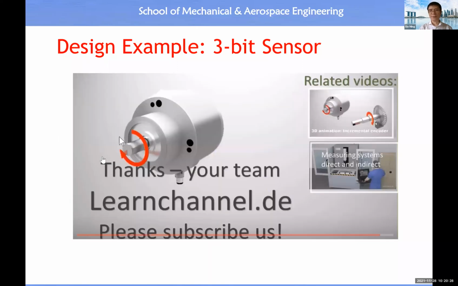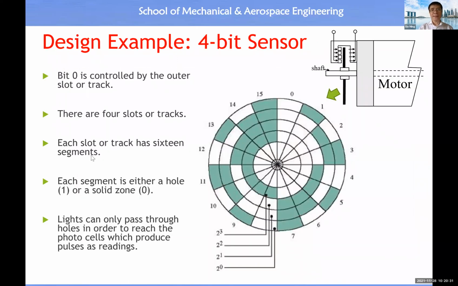All right, so this is another example. We're showing you the details about the design of an absolute encoder with 4-bit sensor output. With a 4-bit sensor output, we have 16 combinations of position. Because with 4 bits, each bit will output 0 or 1, 4 bits will give us 16 distinct positions, counted from 0 all the way to 15.